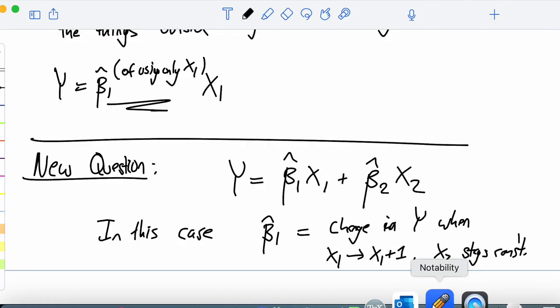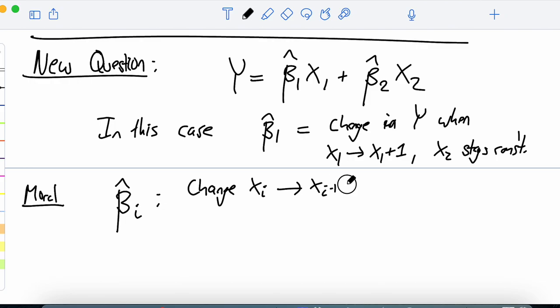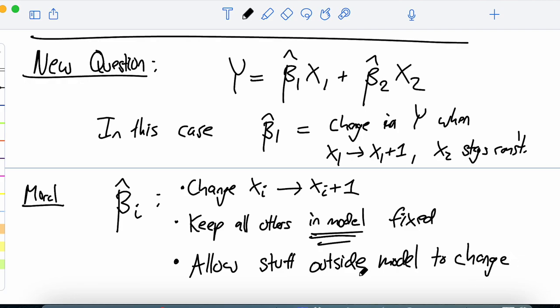So what is the moral of the story? The moral is that beta hat i means: change xi by 1, so xi gets added by 1, and keep all the others, but only the stuff that's in the model, fixed. Allow stuff outside the model to vary. If you're outside of the model, then they're going to change. So as xi changes, many other variables in real life will change with it. If those things are in the model, we keep them fixed. If they are not in the model, then we allow them to change.